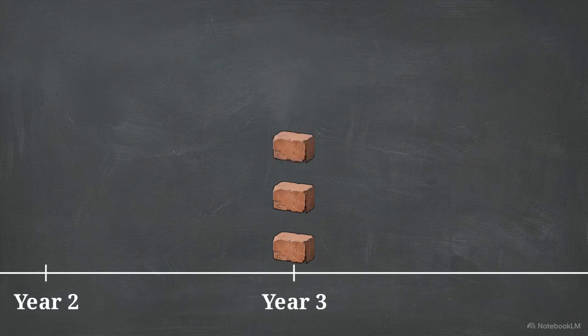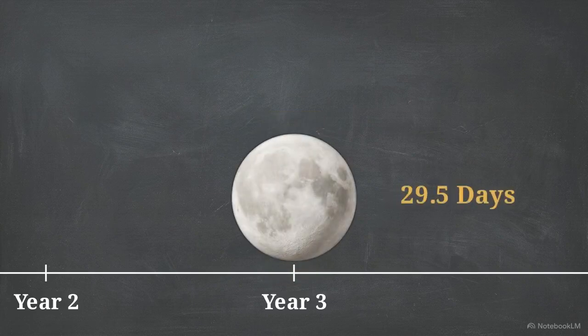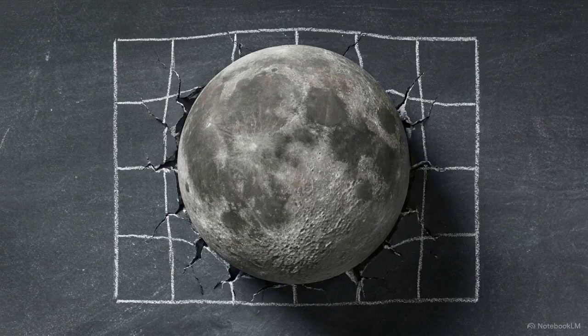By the middle of year 3, the stacked remainder finally surpasses the 29.5-day threshold required to generate a whole new lunar cycle. This accumulated remainder forcefully squeezes a 13th full moon into our standard 12-month calendar roughly every 2.5 years.